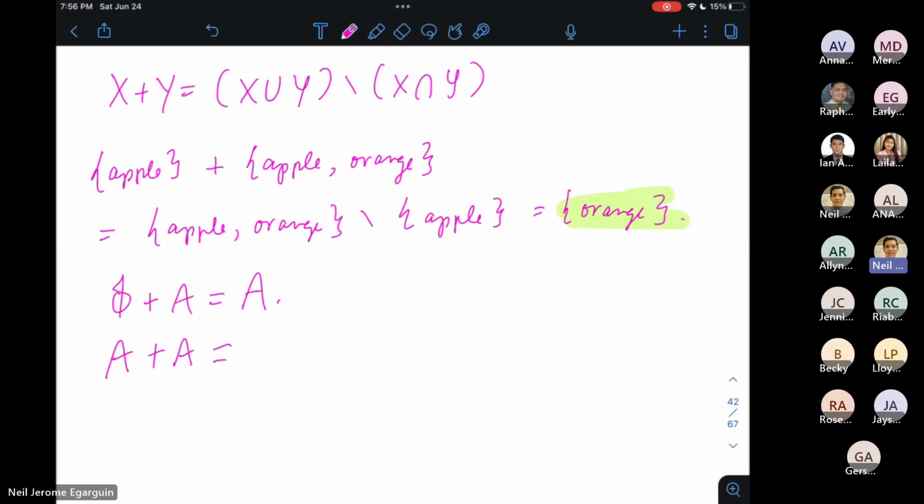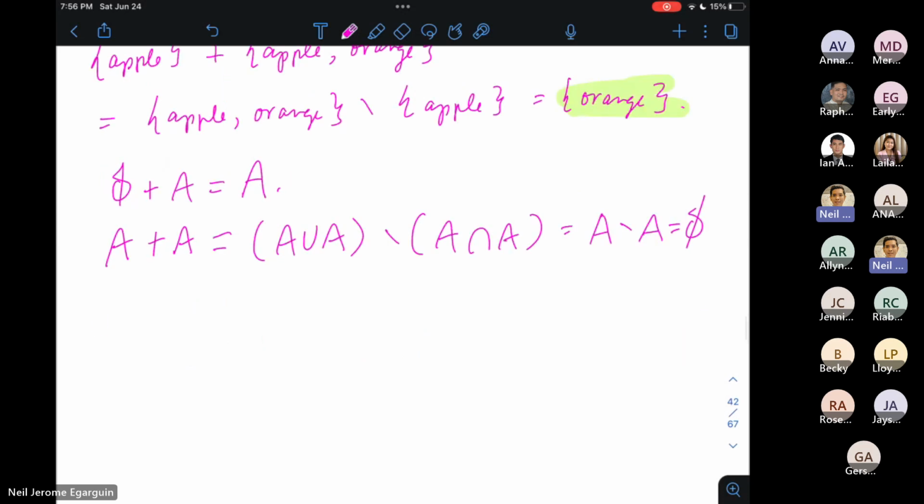Empty set. Empty set ba? Let's see. Yeah, that's right. It's empty set. Kasi bakit empty set? Sige, check nga natin. So, magkakaroon ako ng A union A minus A intersection A. This is A minus A. Ang sagot ay empty set. Good.